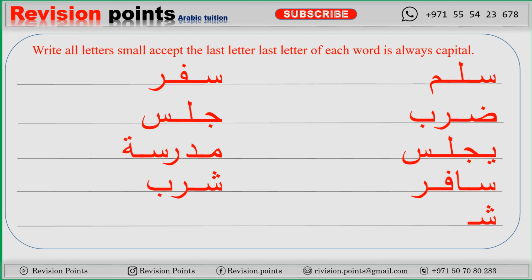Small seen, then middle shape of Jim, then joining shape of Ra. Then all we will join together. Ra have space, then small Fa, then Dod joining shape and join together.